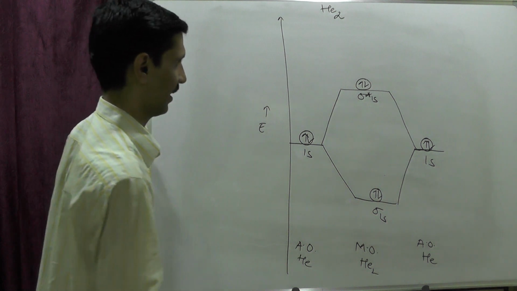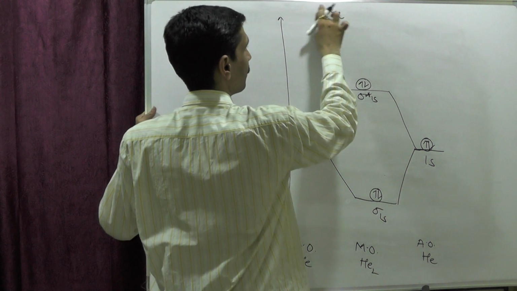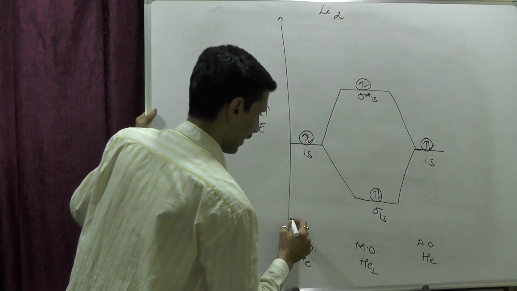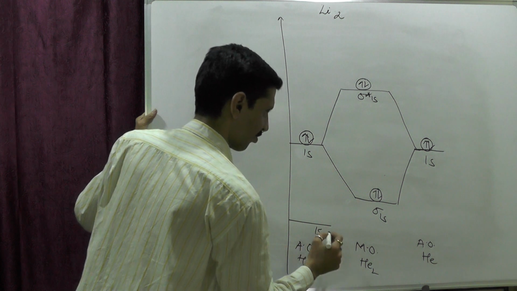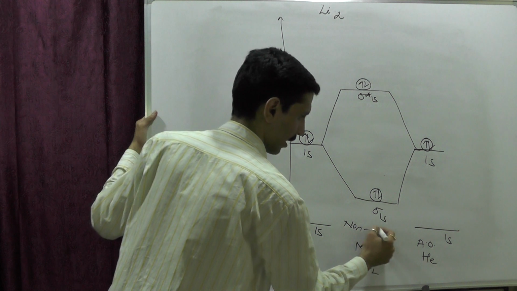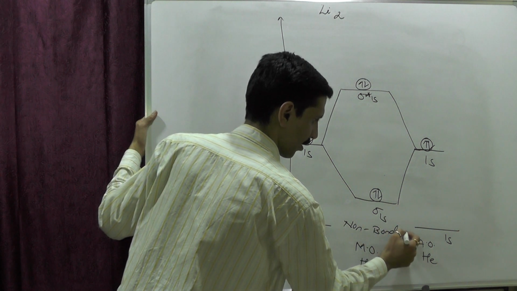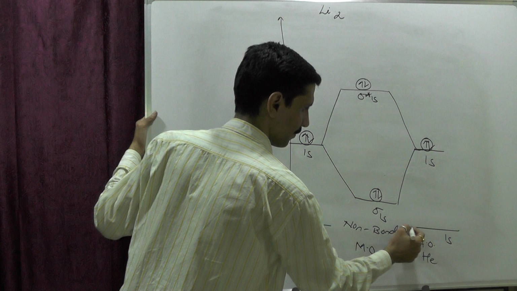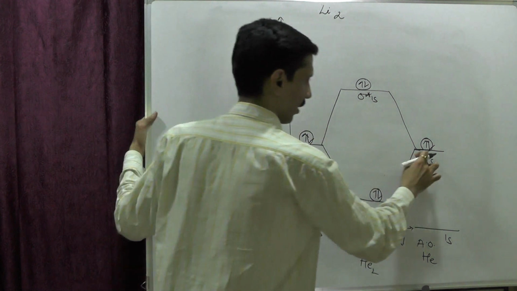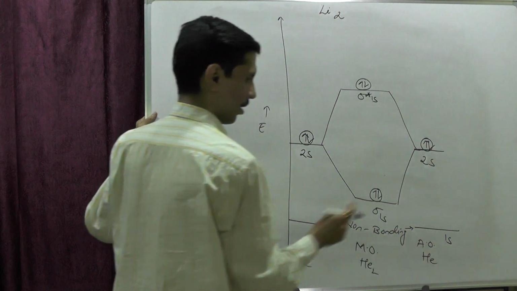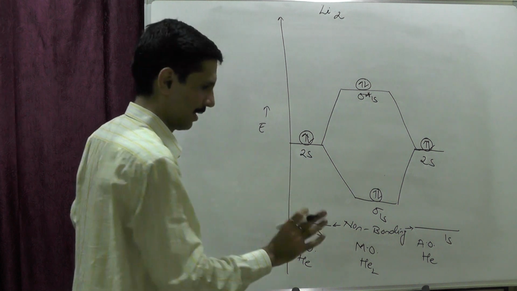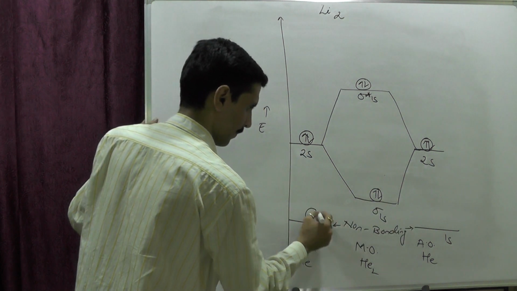Alright, we go into the next one, and that is lithium, Li2. Now one change I will make is, I write 1s here, here also at the same level 1s, but here I will write non-bonding, because we are only going to consider the valence shell. And instead of 1s I will make it 2s. You can show 1s also, but I want to keep the diagram as simple as possible. So show 1s on both sides.